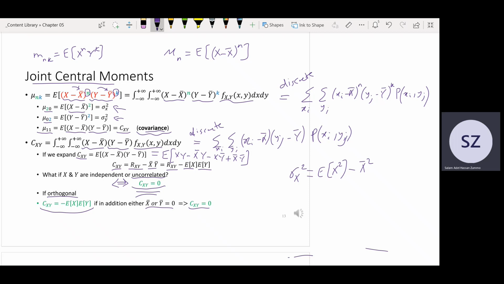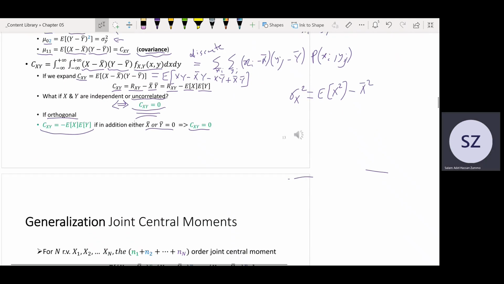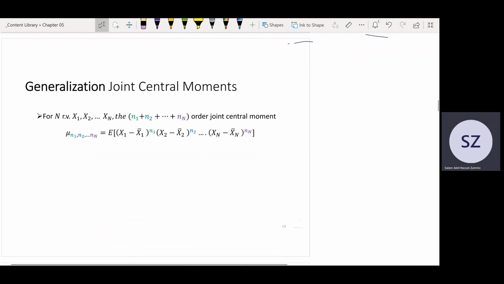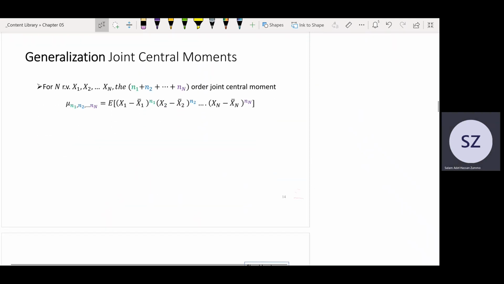We will talk about how graphically. But first, let's define something more. This is just a generalization. If you have joint central moments, we call it mu n1 n2 and so on, which is the expected value of (x1 minus x1 bar) to the power n1, times (x2 minus x2 bar) to the power n2, and so on.